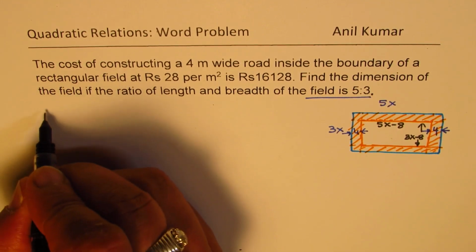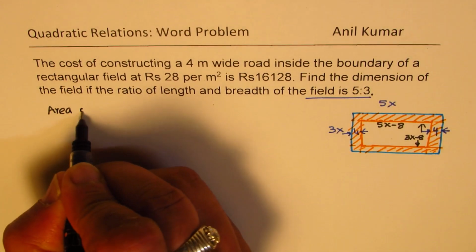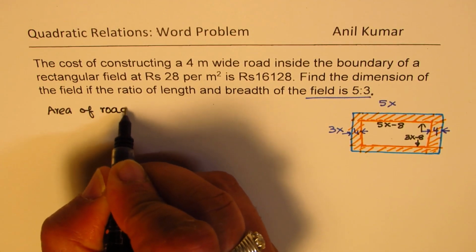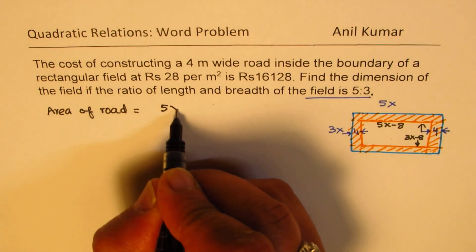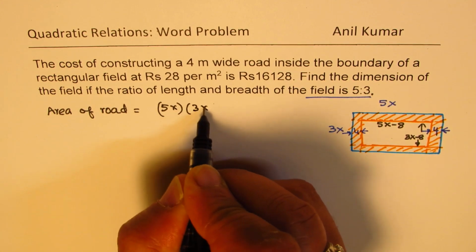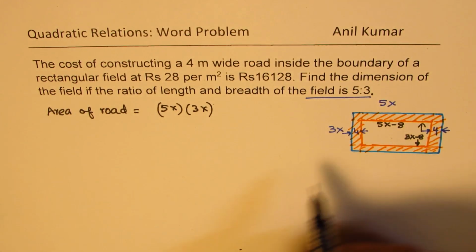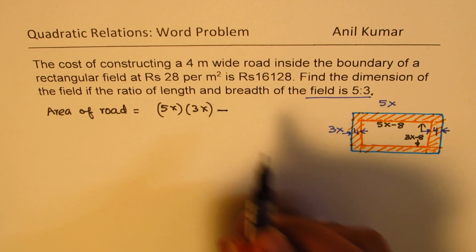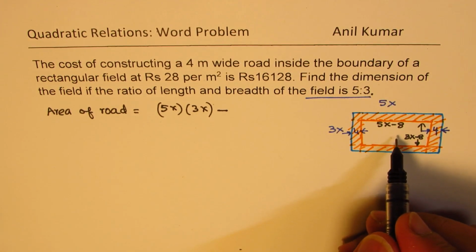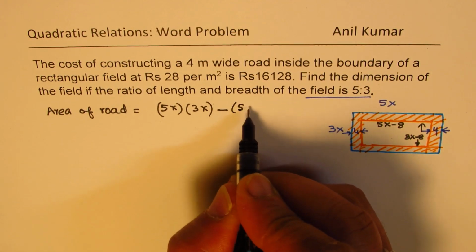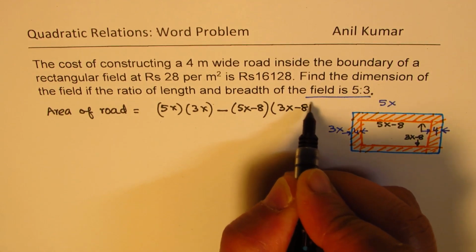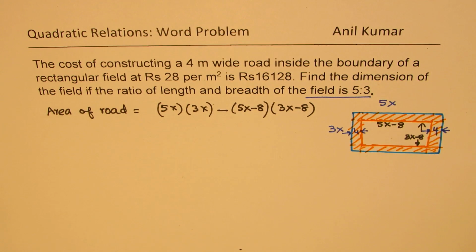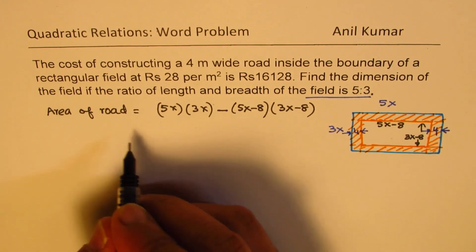Now what is the area of road? Now area of road will be outside area, which is 5x times 3x. So that is the outside area. And from this, we have to take away the inside area, which is 5x minus 8 times 3x minus 8. Clear? So that becomes the area of the road. So let's first find the area of the road, right?